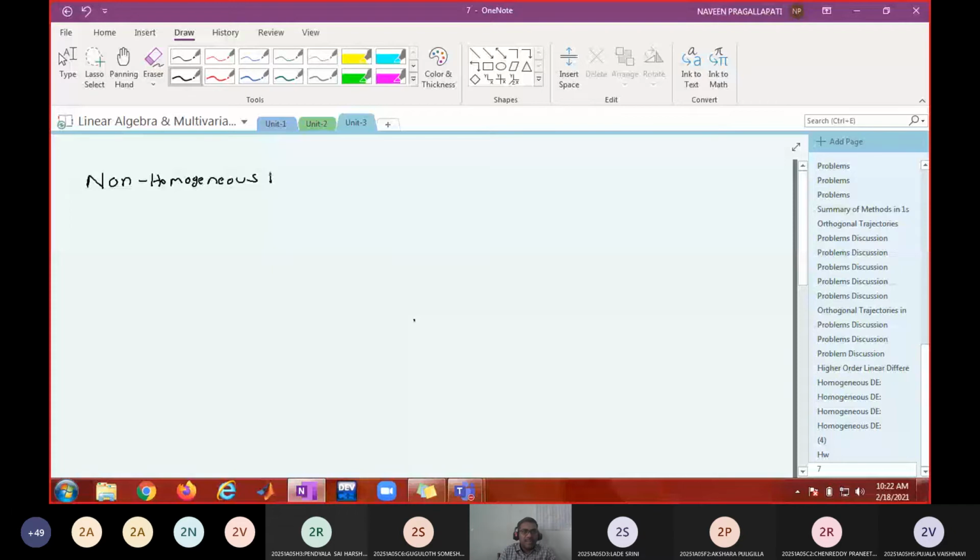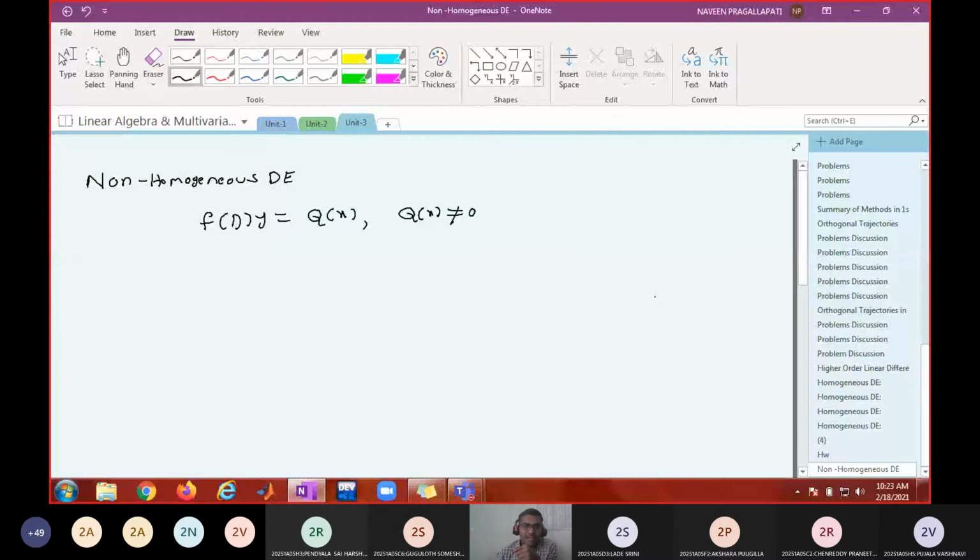So what is the general form of the non-homogeneous DE? F of D of y equal to q of x, where q of x is not equal to 0. Whenever the right hand side function is non-zero, that is said to be a non-homogeneous differential equation.